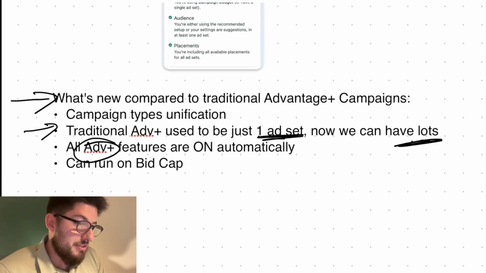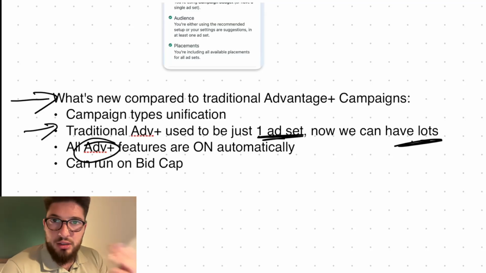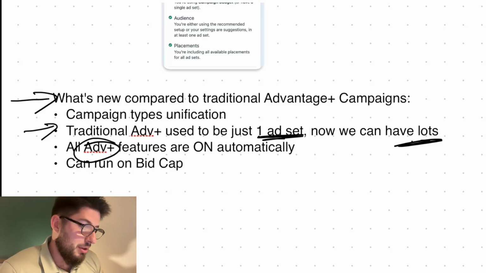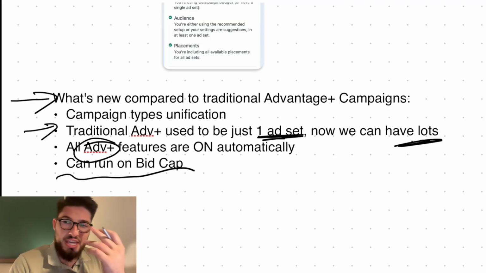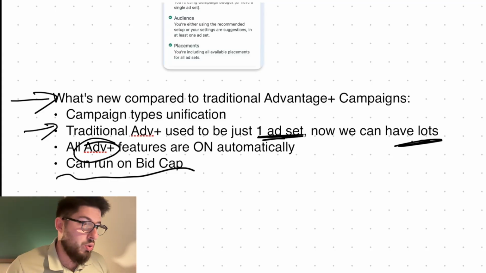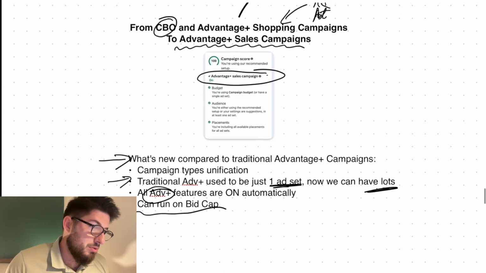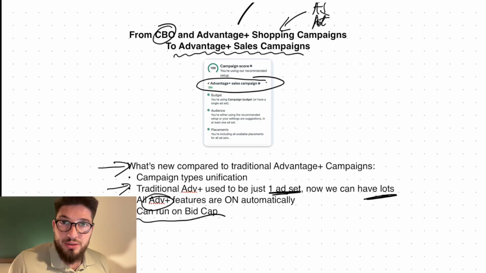Usually the Advantage Plus features are going to be on by default, like in audience, in placements, everything. And also it can run on bid cap. A traditional Advantage Plus could only be done with cost cap. Now we can do bid cap as well. So bid cap with the AI feature seems to be cool. So yeah, this is new. Just explore it, but there's nothing you can do about it. That's the new campaign type, and that's it.